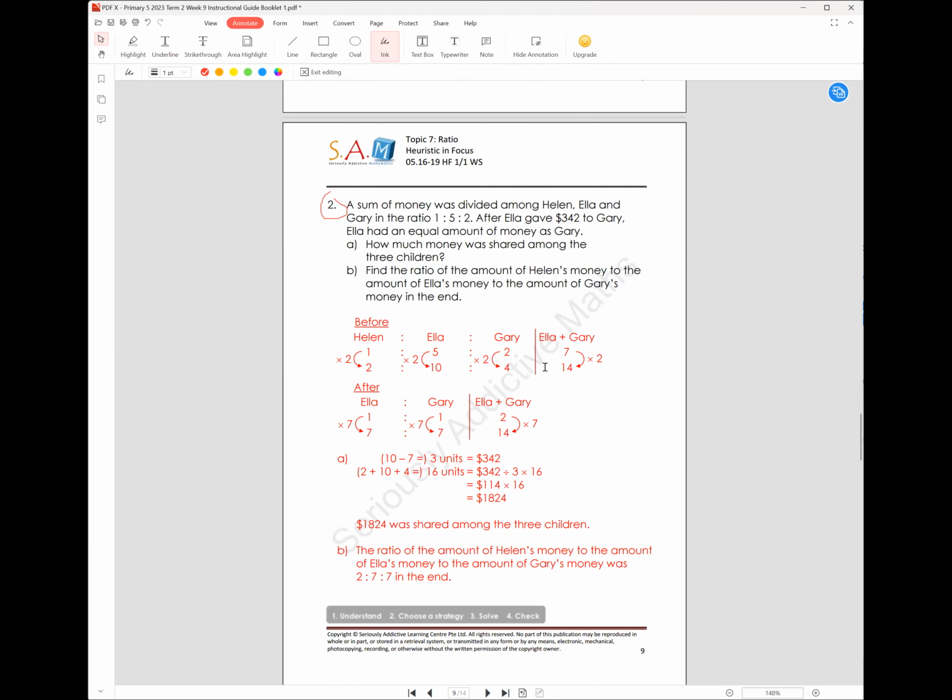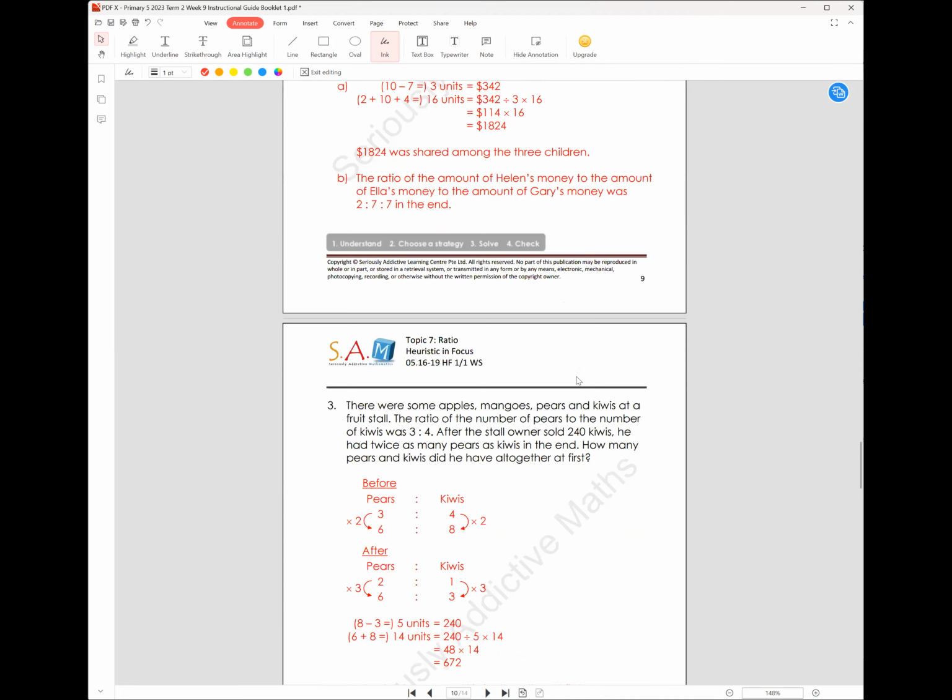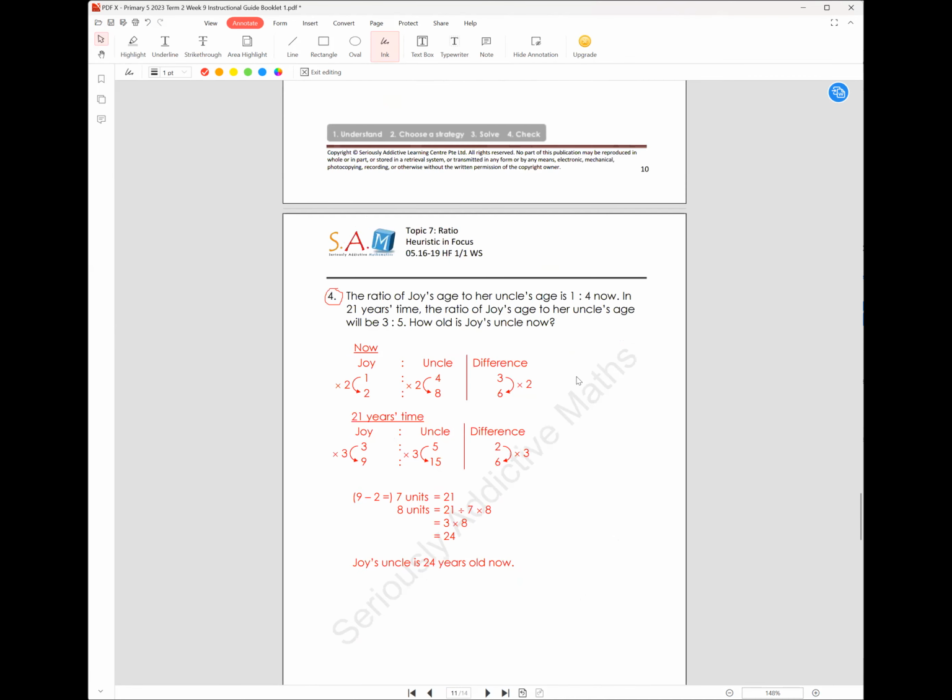Okay, this one's a bit different, right? This one is because what did not change is not the total, but rather the total between just Ella and Gary, because Ella gave money to Gary, right? So their total did not change, right? So this is a bit complex. Might want to take them through this. Rest of the question, I think, yeah.